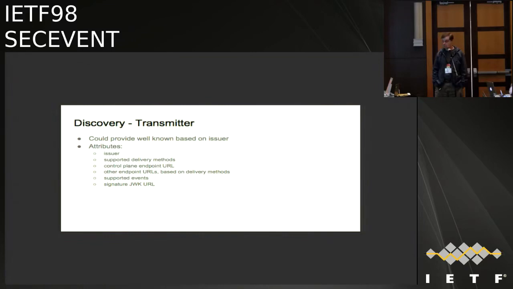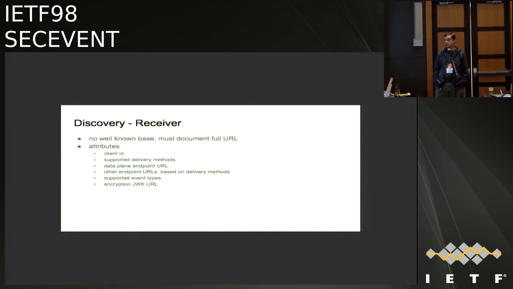Also, at some point, we talked about discovery, both for the transmitter and for the receiver. For the transmitter, we could have a discovery document, which is based off the issuer URL. And it can have a whole bunch of attributes there that describe the capabilities of the transmitter in general. And this might help receivers to auto-configure during the configuration and setup process.